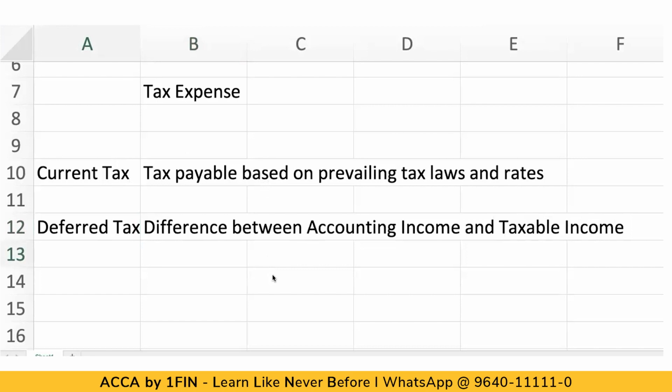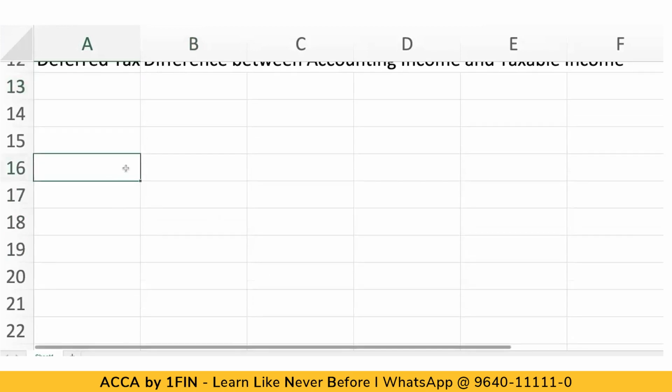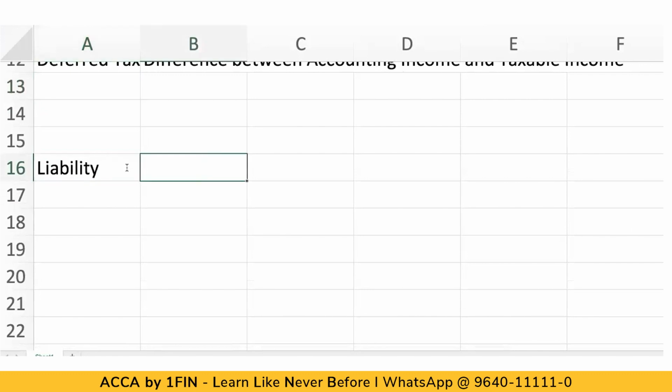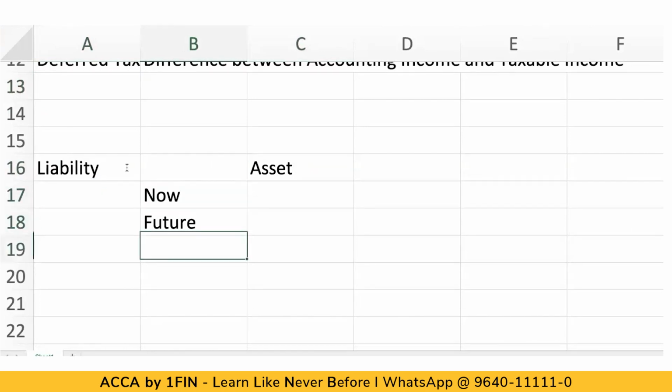One simple principle for us to understand whether it is an asset or a liability: you just need to understand how much you are paying currently and what will happen in the future. This is the framework. Once you understand this framework, if you are stuck in the examination, it becomes easy for you to compute the relevant liability and asset. So in case of a liability, let me ask you: do we have less tax liability now or less tax liability in the future?